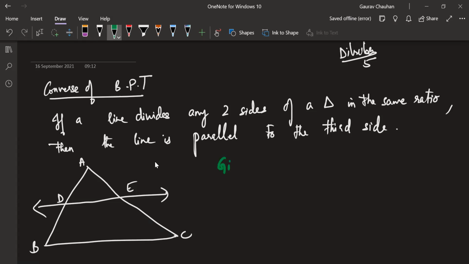Can someone quickly tell me the given part? Dikshit, would you like to tell me the given part quickly? Dikshit? Yes, sir. One minute.